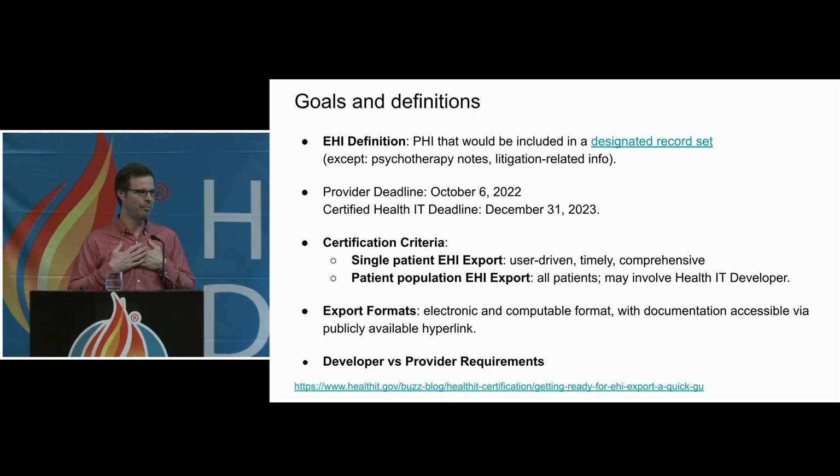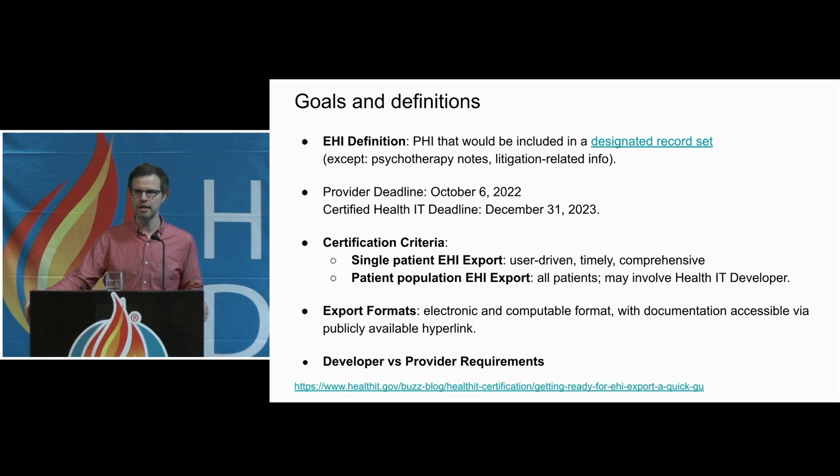I didn't ask for a copy of my EHI until 2024 because I suspected they might not have the software they would need to give it in a clean way. What else to say about these criteria? For the single patient export, there's this idea that some kind of user of the system would be able to trigger the export. You don't have to go back to the EHR vendor and ask them to help. That user could be the patient, but it doesn't have to be.